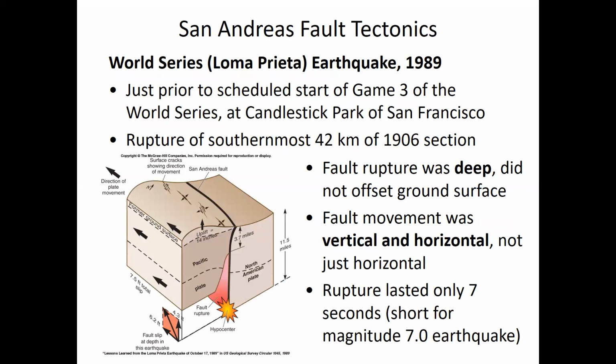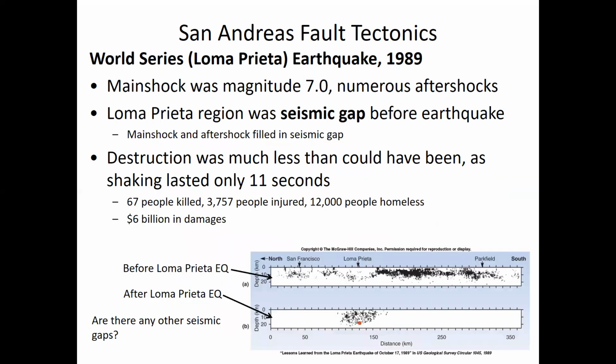Moving forward in time, a little more than 80 years later, we have the World Series earthquake, also known as the Loma Prieta earthquake in 1989. It's called the World Series earthquake because it occurred just prior to the scheduled start of Game 3 of the World Series. It was the rupture of the southernmost 42 kilometers of the segment of the fault that ruptured in 1906. This rupture was deep, so the area of the fault that ruptured was deep beneath the surface, and there actually was not significant offset in the ground near the surface. The rupture lasted only 7 seconds, which is relatively short for a magnitude 7 earthquake.